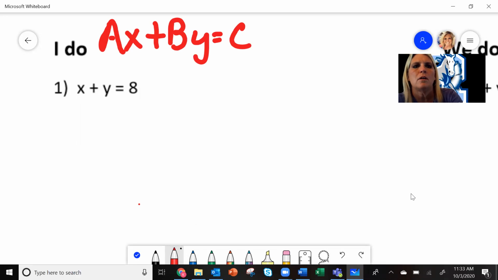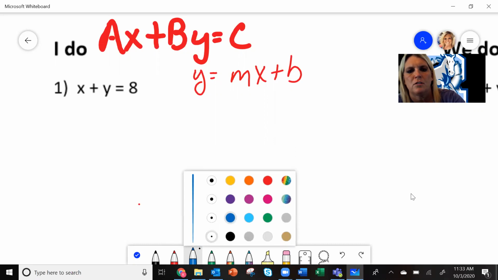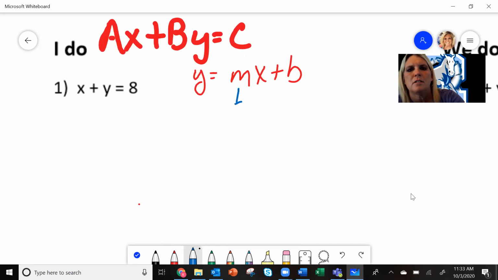So now we want to move it into slope-intercept, which is Y equals MX plus B. Because when you have it in this form, the M is the slope, and B is the y-intercept.